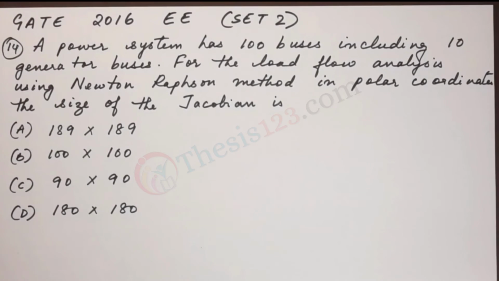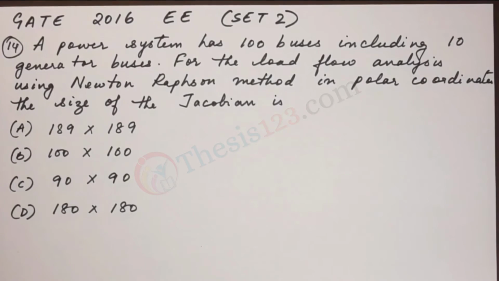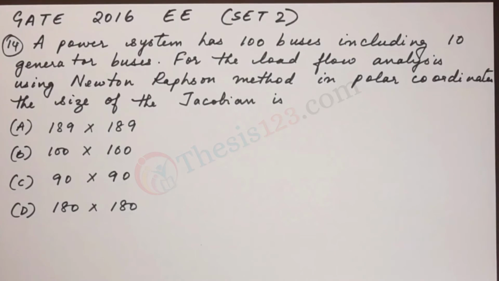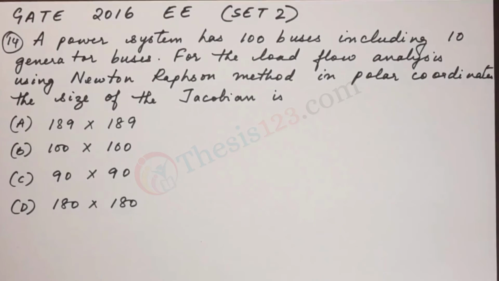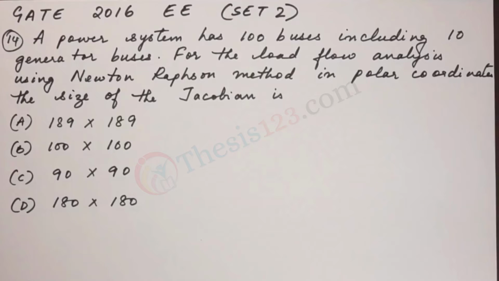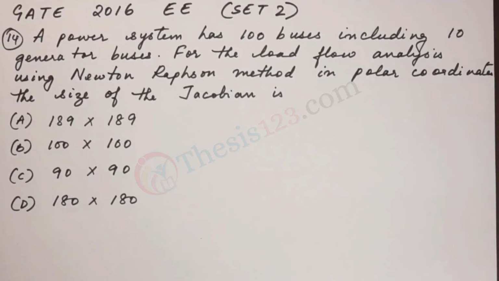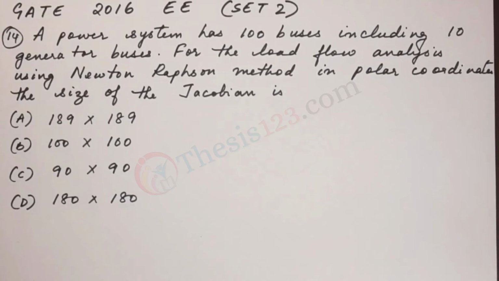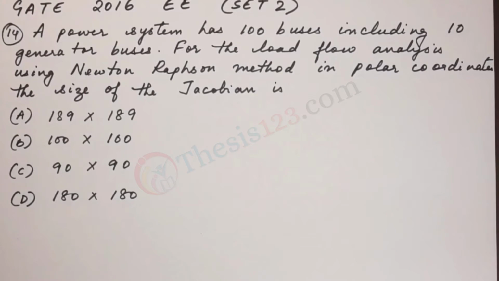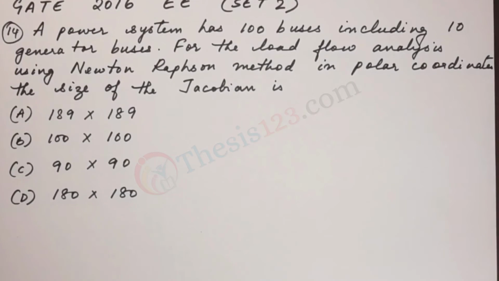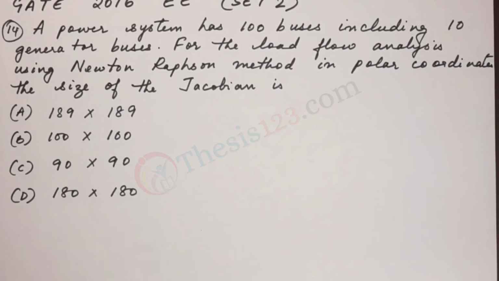Here's the next question. A power system has 100 buses including 10 generator buses. For the load flow analysis using Newton-Raphson method in polar coordinates, the size of the Jacobian is... Okay, so we have been given 4 options, the sizes of Jacobian matrix. So we will have to find out which one is right. So first let's note down what has been given to us.